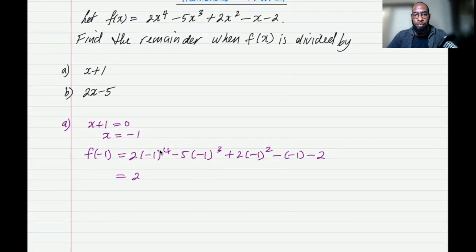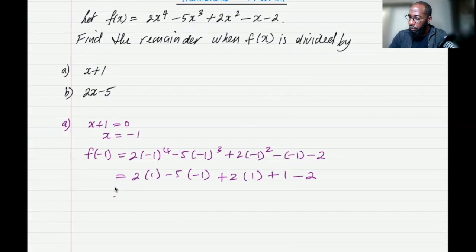So -1 to the power of 4 is 1. -1 to the power of 3 is -1. -1 squared is +1. When you're multiplying two same signs, it's positive. The power is not more than 1, so you can just deal with the signs, multiply the signs, you get positive.